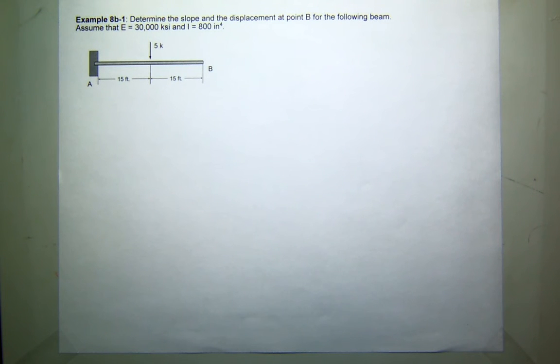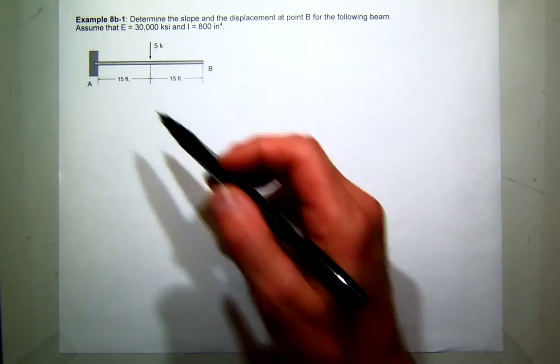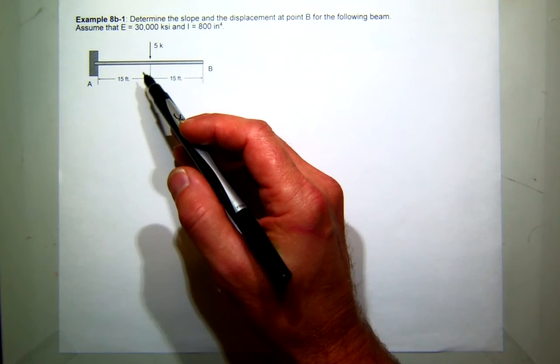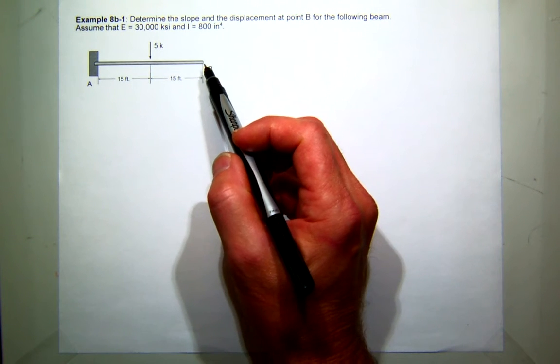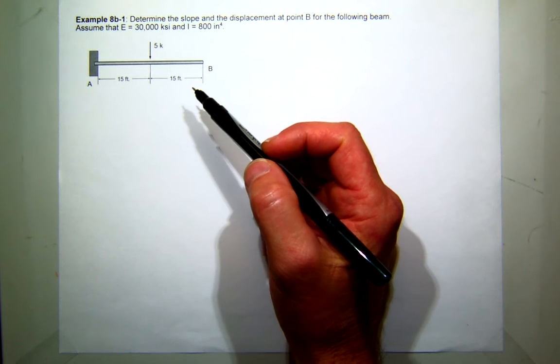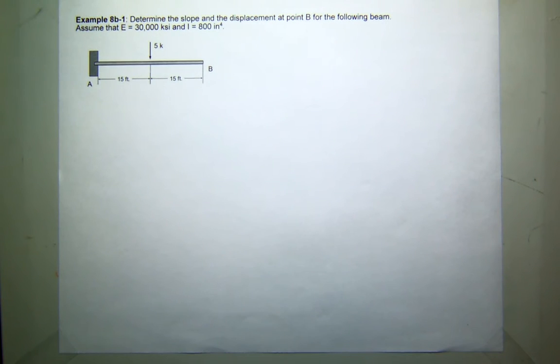Okay, so here's a problem. We have a cantilever beam with a 5-kip load in the middle. We have values for E and I, and we want to know the slope and displacement at B. So I think this would be a good problem for conjugate beam, so let's try that.